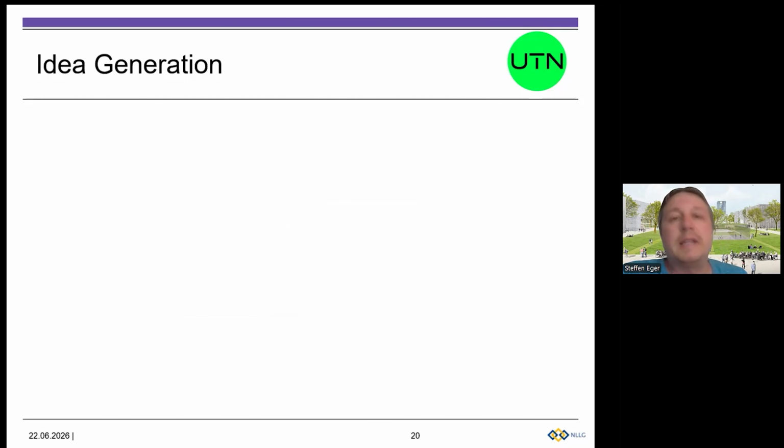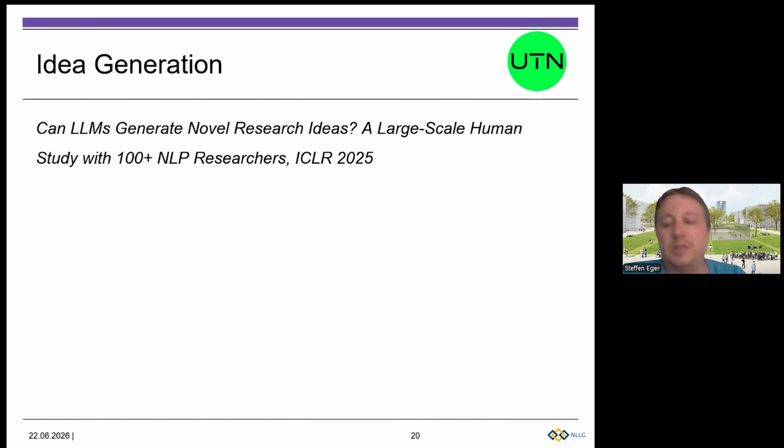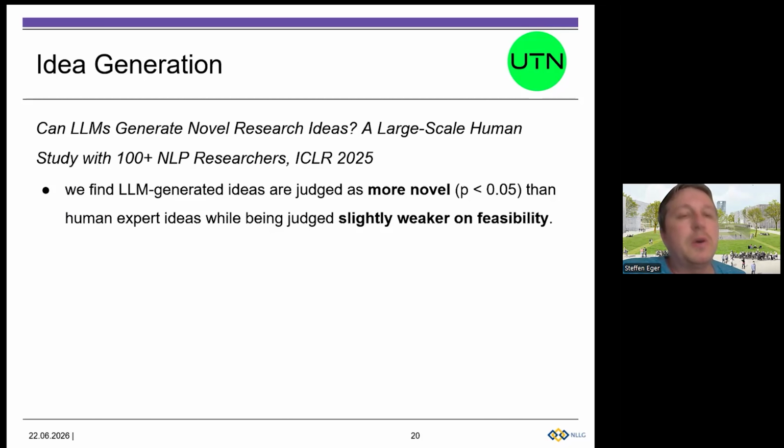Let me also use one slide to talk about ideation. And I want to talk about one paper here, which was very impactful for the field, from ICLR 2025. It's a work by Diyi Yang from Stanford University, and her group. And the paper is about, can LLMs generate novel research ideas, a large-scale human study with 100 plus NLP researchers. And their main finding is that LLM-generated ideas are judged as more novel than human expert ideas while being judged slightly weaker on feasibility.